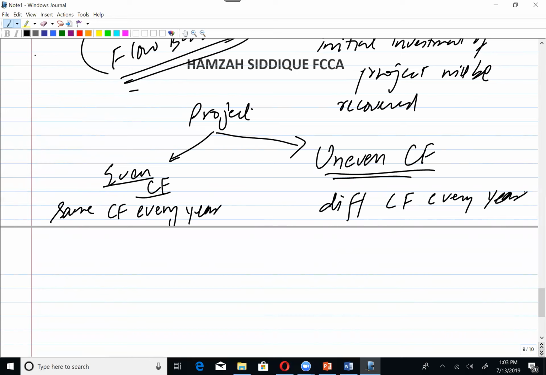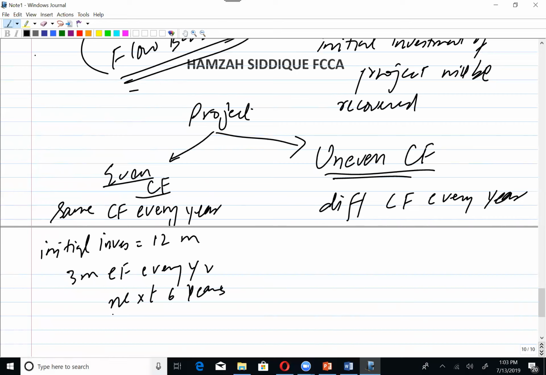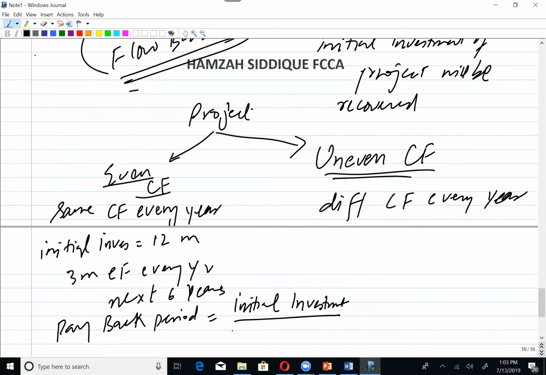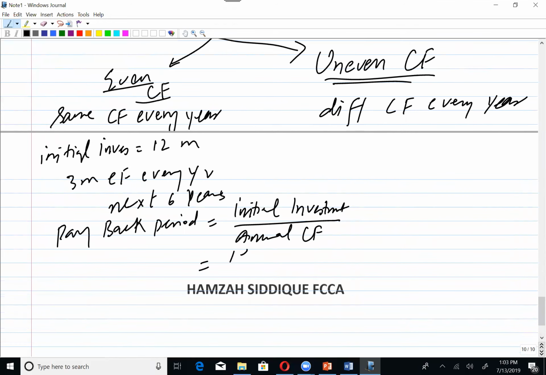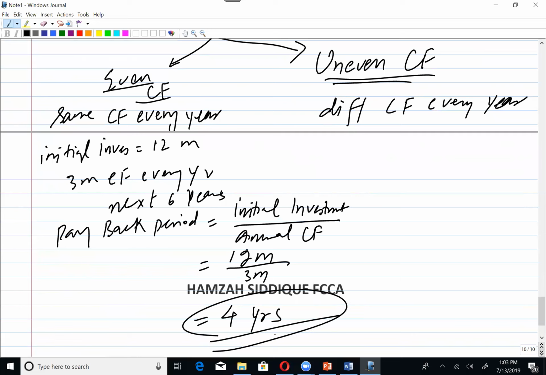Now, same cash flow every year, how to calculate? For example, the initial investment required is 12 million and the project will be giving 3 million cash flow every year for the next 6 years. Payback period will be equal to initial investment divided by annual cash flow. So 12 million divided by 3 million is equal to 4 years. So 4 years is the payback period.